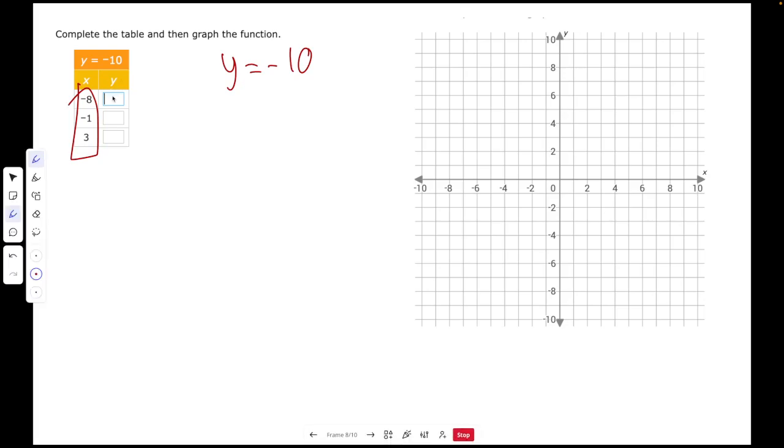So that means for the first problem, y equals -10. For the second problem, y equals -10. They all equal -10. And so when we graph this, -8, -10 is the first coordinate. The second coordinate is -1, -10, which is here. And then for the last one, 3, -10 goes here. And so you can see that this is a flat horizontal line.